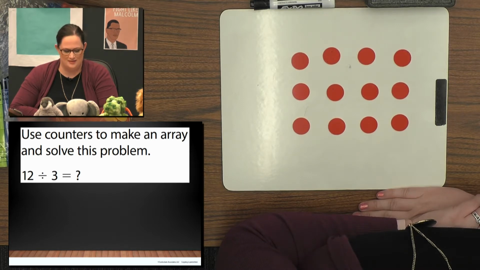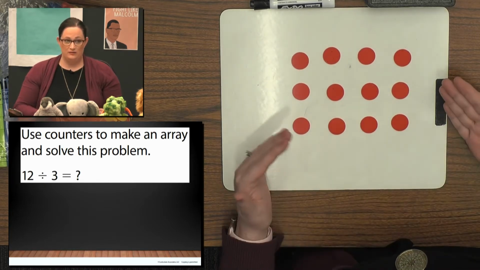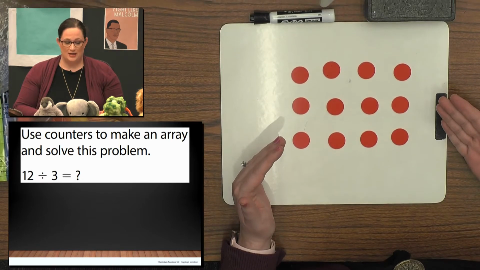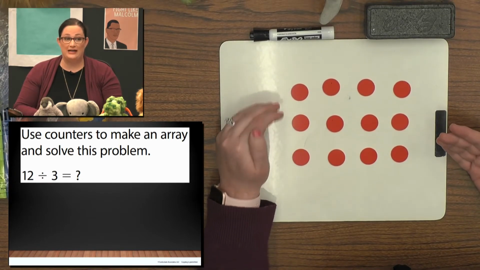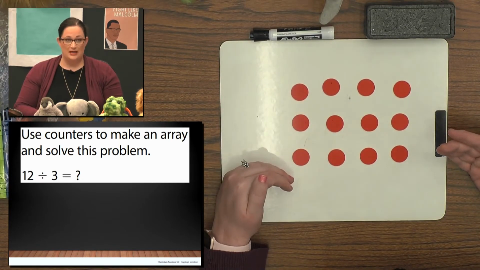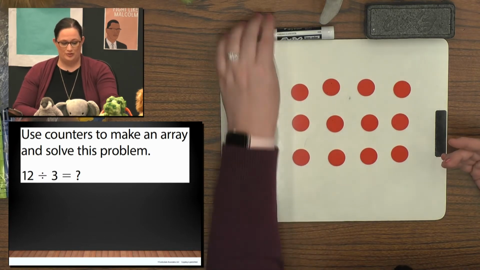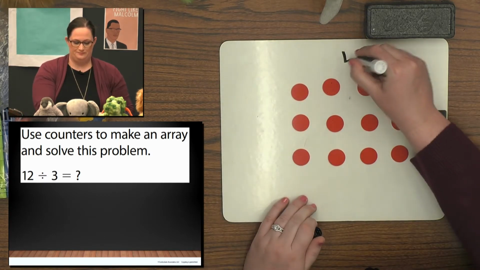Okay, friends, what do you notice about my array? I had 12, and what did I do? I put it into 3 groups. How many did I have in each group? I had 4 in each group.